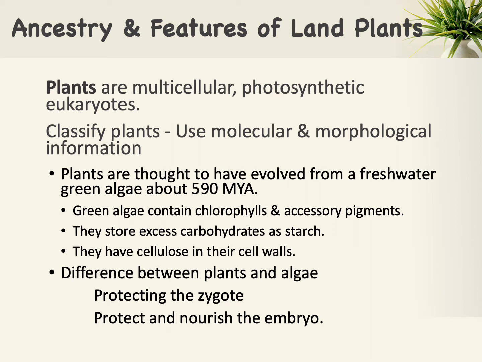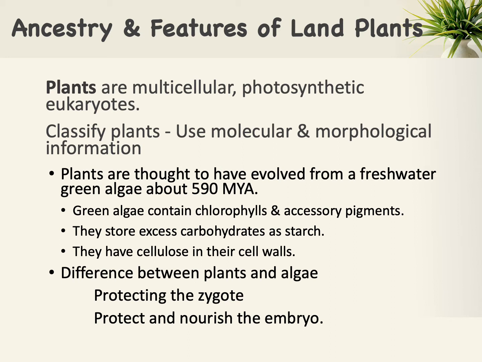Plant systematists usually use molecular and also morphological information to classify plants and group them into different kingdoms and different phyla. Phylogenetic information suggests that the modern plant groups arose in a particular sequence. At first, plants are thought to have evolved from freshwater green algae.